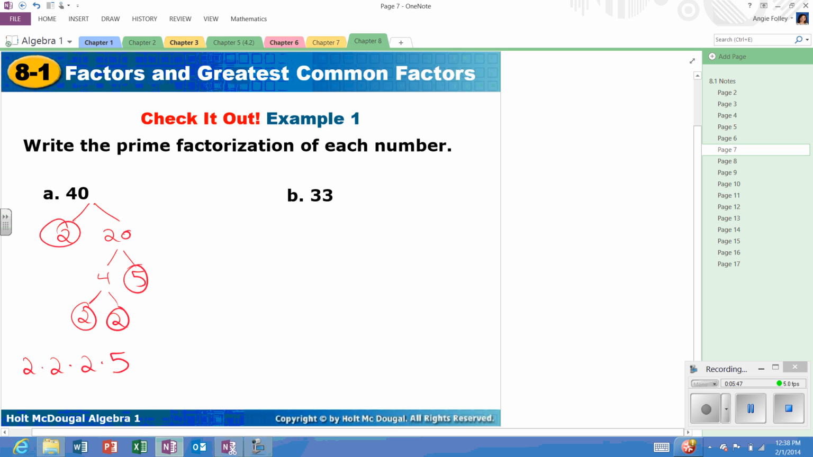Okay, 33, I know that 3 and 11 go into it. That's just, looking at it, I can see it's divisible by 3 11 times. And then 3 and 11 can't be broken down anymore, so the prime factorization is 3 times 11.